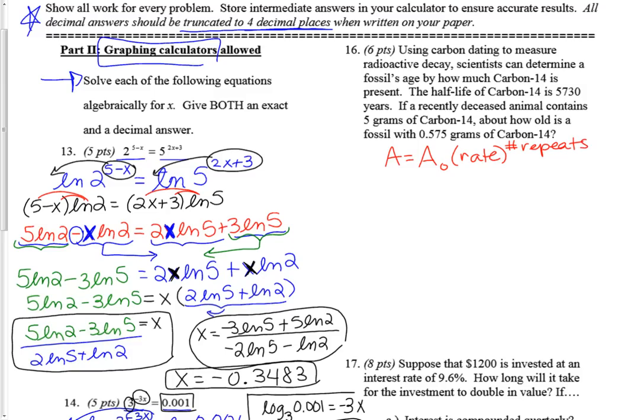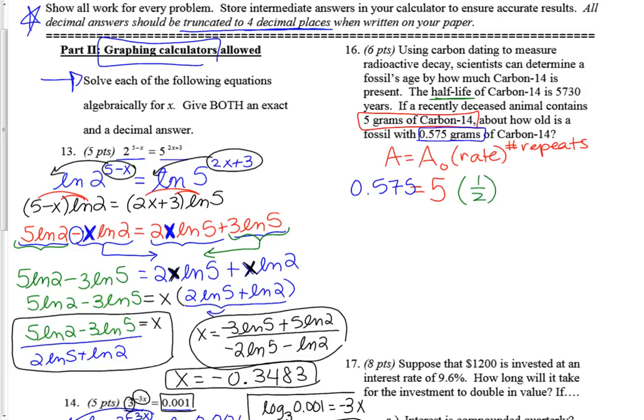And let's look at what we have. It says we start out with how many grams? A newly deceased animal is going to have 5 grams, so that's the amount at the beginning. We are looking to end with 0.575 grams. I know my rate because this is the half-life, so my rate must be a half.